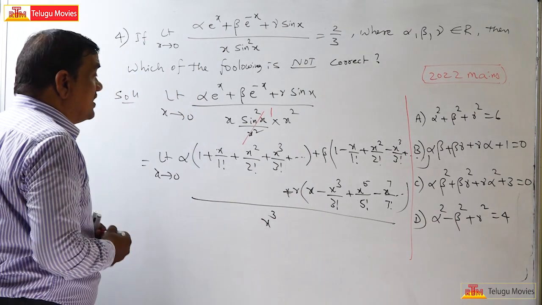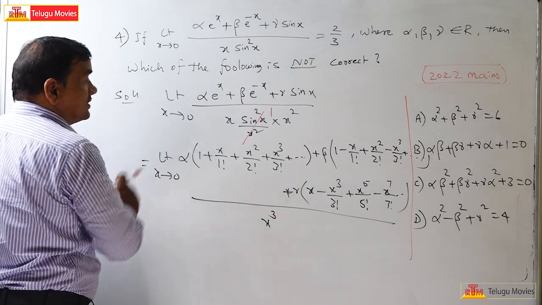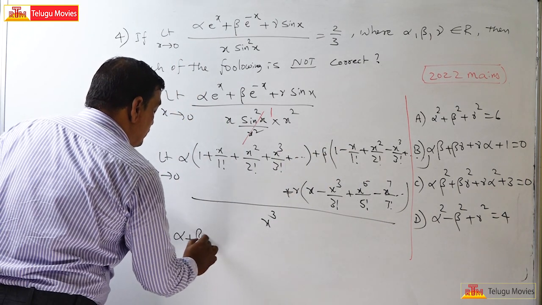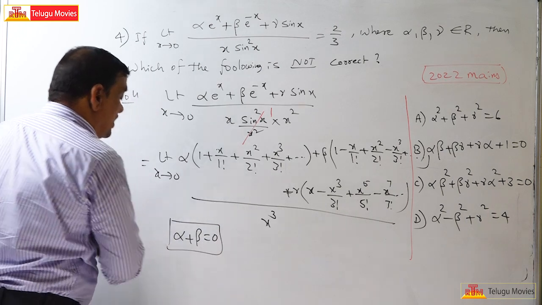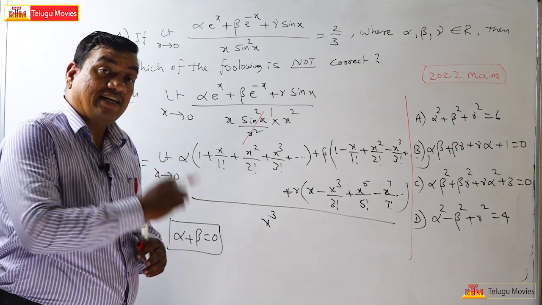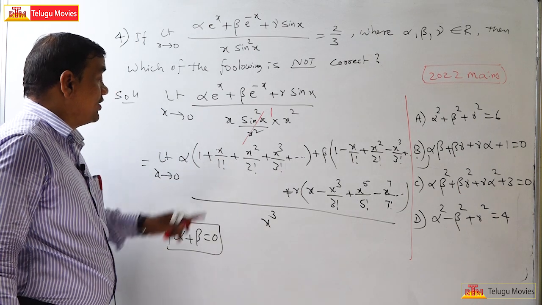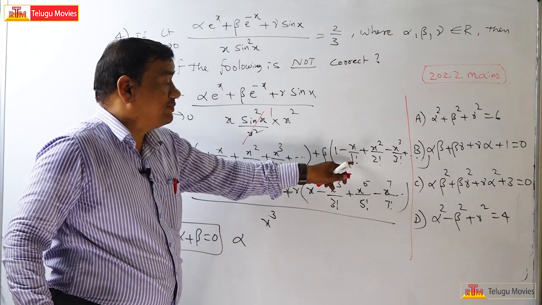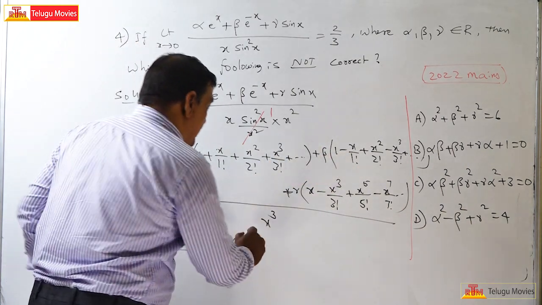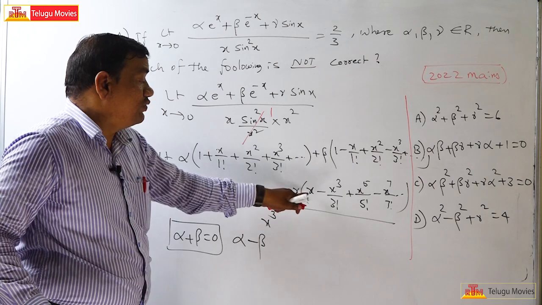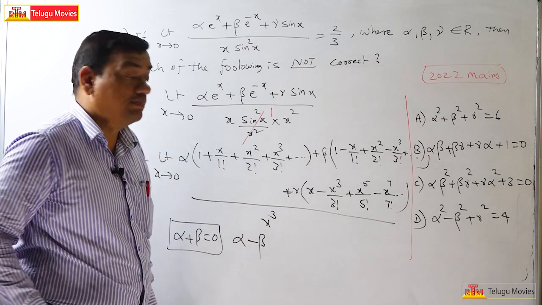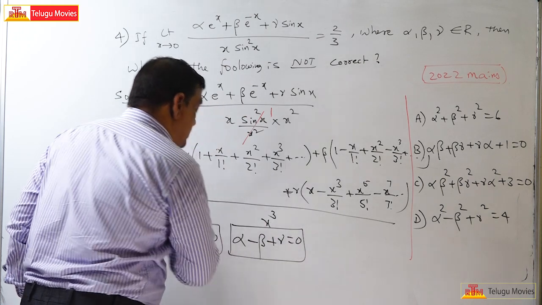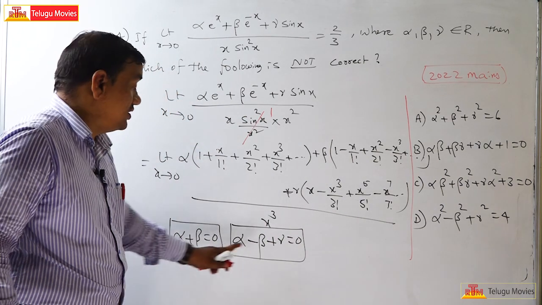So here, what are the constants? Alpha plus 1, beta into 1, so alpha plus beta is equal to 0. One relation, this is for the constant. For the x coefficients, here x by 1 factorial, so alpha, and minus x by 1 factorial, that means minus beta. Here also we will get gamma into x, so alpha minus beta plus gamma is equal to 0. So this is for the constants, and this is for the x coefficients.